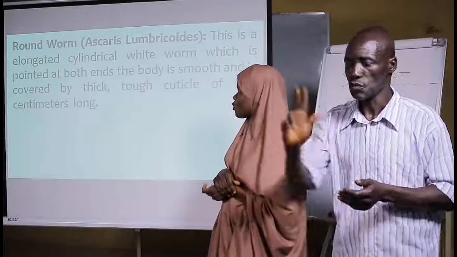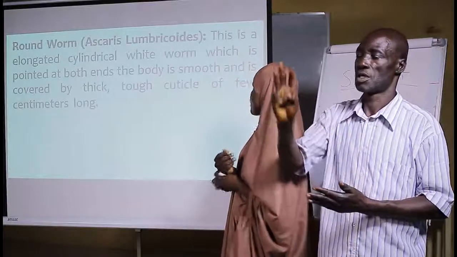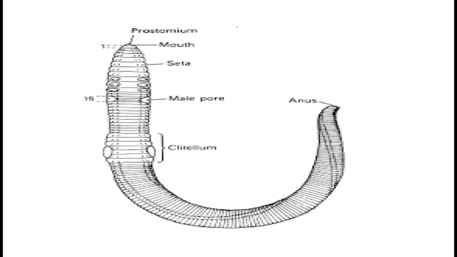The third endoparasite is the roundworm, which is also known as Ascaris lumbricoides. This is an elongated, cylindrical, white worm, which is pointed at both ends of the body, is smooth and is covered by a thick, tough cuticle, a few centimeters long. As you can see on this diagram, this is a photograph showing you a roundworm. At the upper side is the mouth, then at the lower side we have the male pore, and we also have the anus at the tail end.